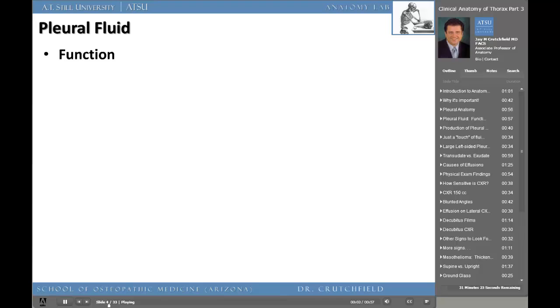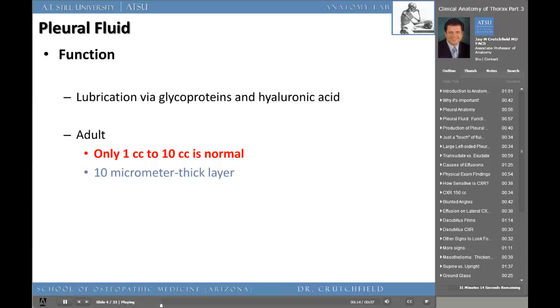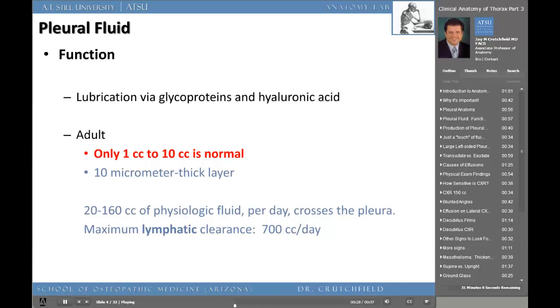Here's what I do want you to remember. In the adult, there's only 1 to 10 cc's of this fluid. That's not much, and it spreads out between the parietal and visceral pleural surfaces 10 micrometers thick. In any given day, the lymphatic clearance from this wide range of tissue is about 700 cc's a day of lymphatic clearance. Lymph is usually pumped through this system by the respiratory mechanism.